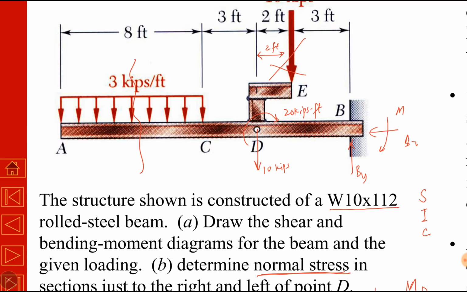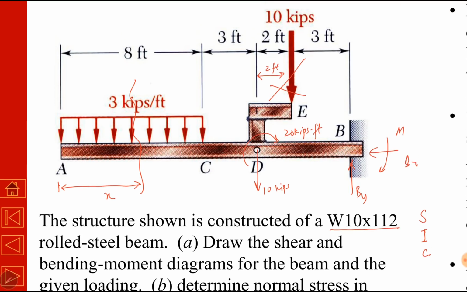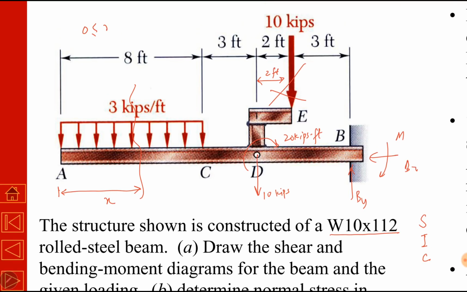Now I am not just sectioning the beam to the immediate right and left of every point. Now I will use a variable x here. This x starts from A and it ends at C. So x is between 0 and 8 feet. This is our section number 1.